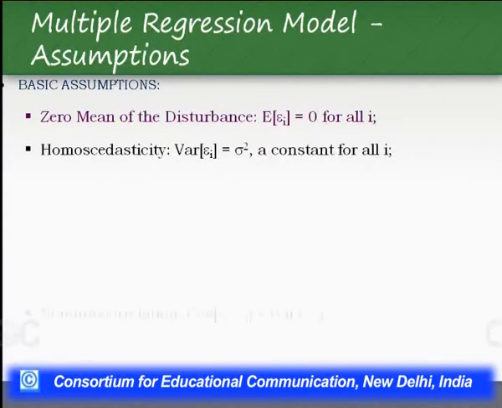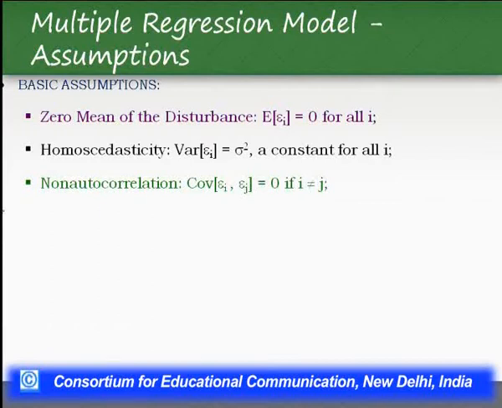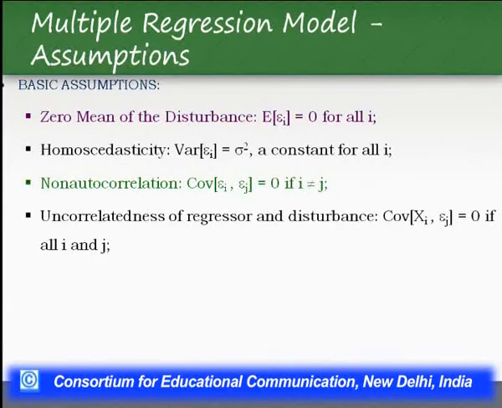The assumptions are as follows. The zero mean of disturbances, again 0 for all i's. Homoscedasticity, that is the variance of εi is σ square, a constant for all i's. The non-autocorrelation, that is the covariance of the error terms is also equal to 0, where i is not equal to j. And uncorrelatedness of the regressor and disturbances, that is the covariance of xi and εj is equal to 0 for all i's and j's.